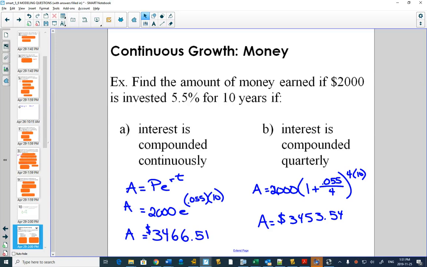Yeah, it's only about $13 more. Didn't I build it up like you should be like lots more? I was hoping I did that. It actually doesn't make a huge difference.